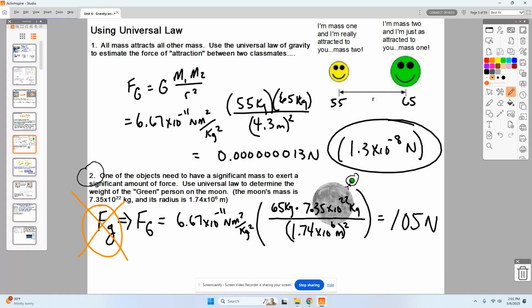Could you guys use that number of 105 and tell me what little g is on the moon? Could you go through and take that number 105, calculated using universal law of gravity? Tell me what little g is there. See if you can do it, and then we'll talk about it. If you can't do it, don't know how, I'll show you here in a minute, but calculate little g.